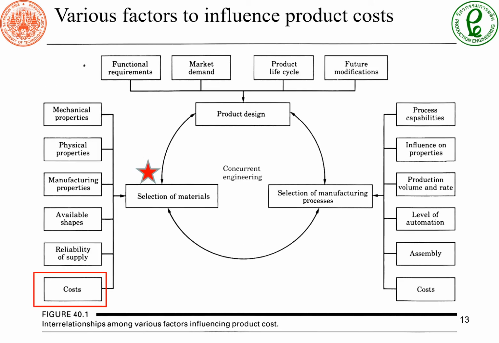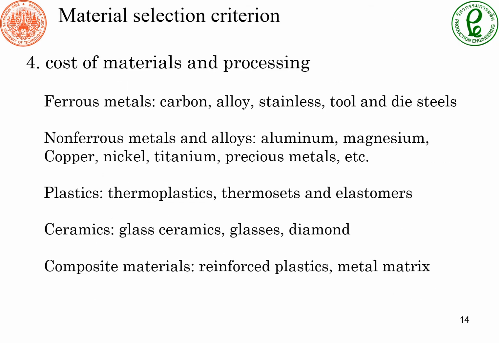Obviously, one of the key considerations when selecting a material is cost. Material cost is the main component in any product. Perhaps for convenience, most materials are sold per weight. For example, steel bar costs around 15 to 16 baht per kilogram.